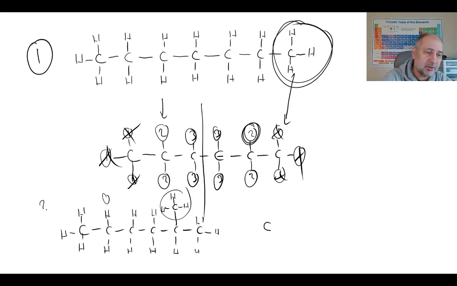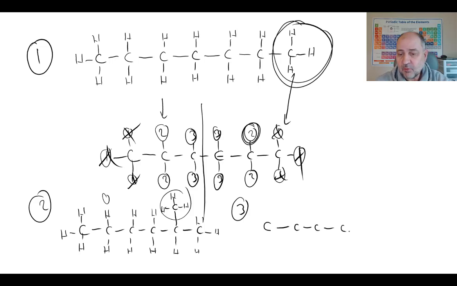So I do this. This is my second one. This is my third one. So 1, 2, 3, 4, 5, 6. And then I'm going to put it on the number 3 position here. And now all I have to do is fill in the hydrogens.